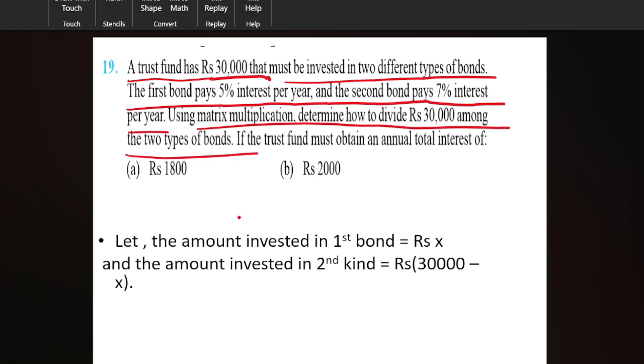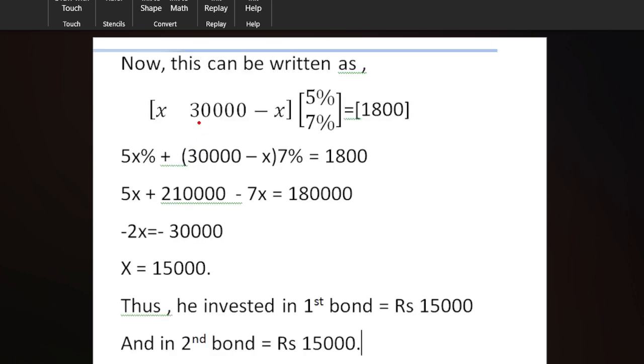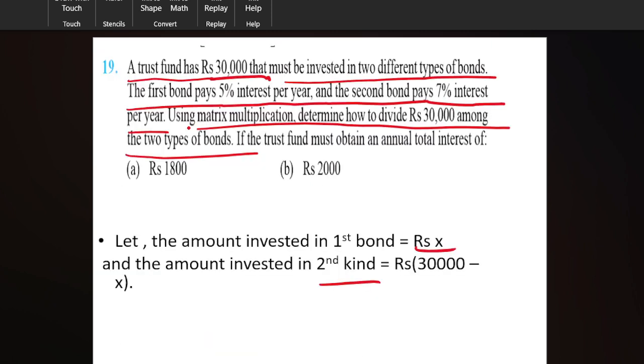Now here you see we are having two types of bonds. One is giving 5% interest. So in the first bond, suppose we are investing rupees x. In the second kind, we are investing 30,000 minus x, because we are having total 30,000. After that, we can write now that in the first case, the trust obtains interest of rupees 1800.